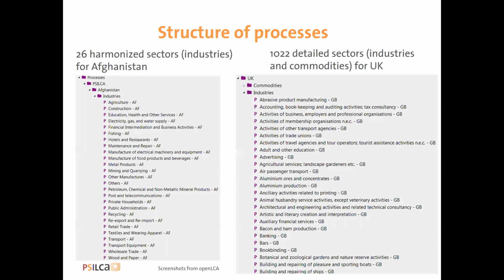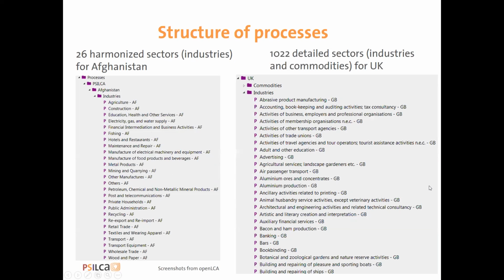This is the structure of, or the basic structure of the sector country or country sector division in PSILCA. On the one hand, on the left side, you have the 26 harmonized sectors. In this case, they are industries. Here for Afghanistan, so you can see that you have more general sectors like agriculture, construction, hotels and restaurants, mining and quarrying, and so on. So these kind of sectors.